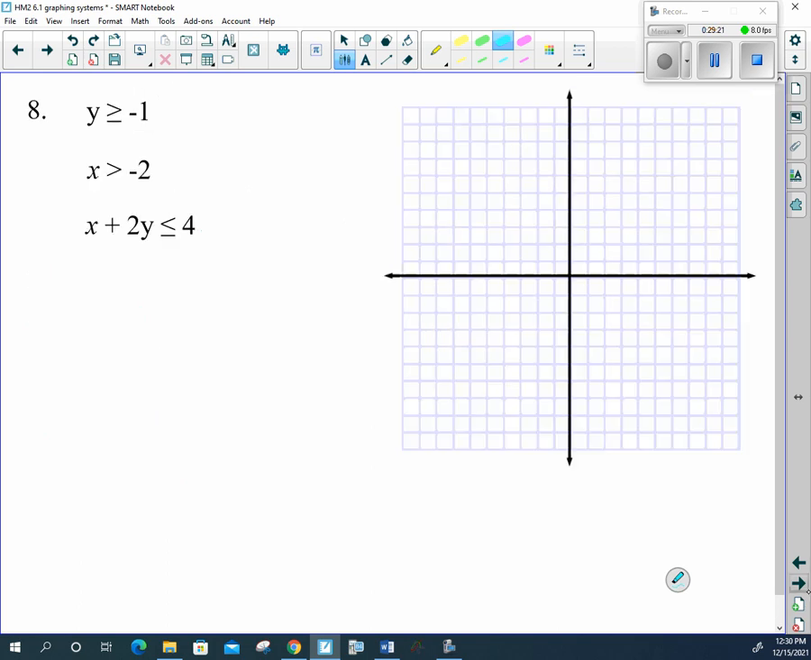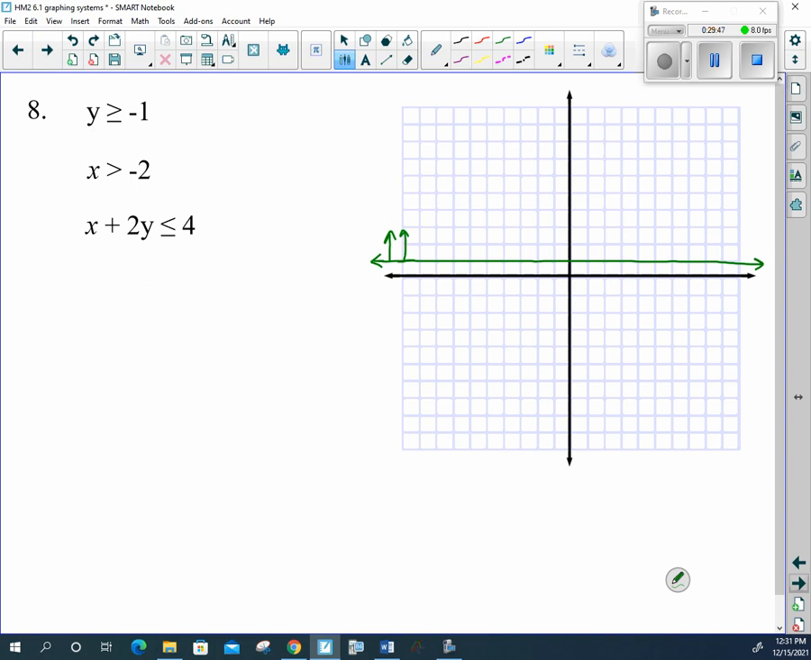And last one. This time it has 3 pieces to keep track of. So y is greater than or equal to -1. That would be a horizontal line, and solid because it's greater than or equal to. Just to help me remember, greater than or equal to is going to shade up, right? So that piece is shading above.